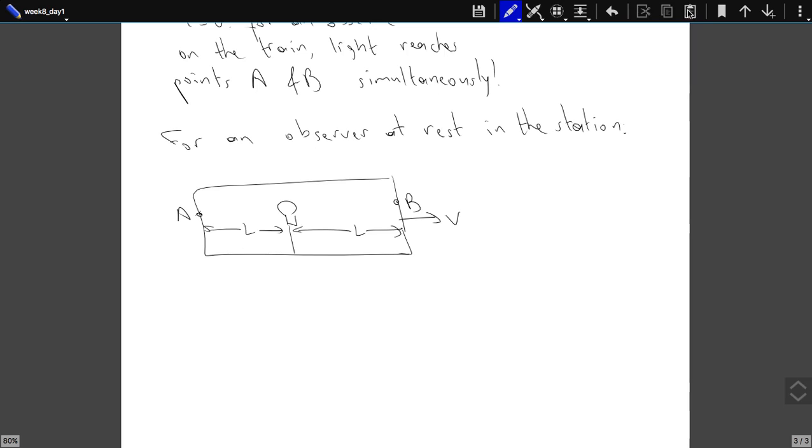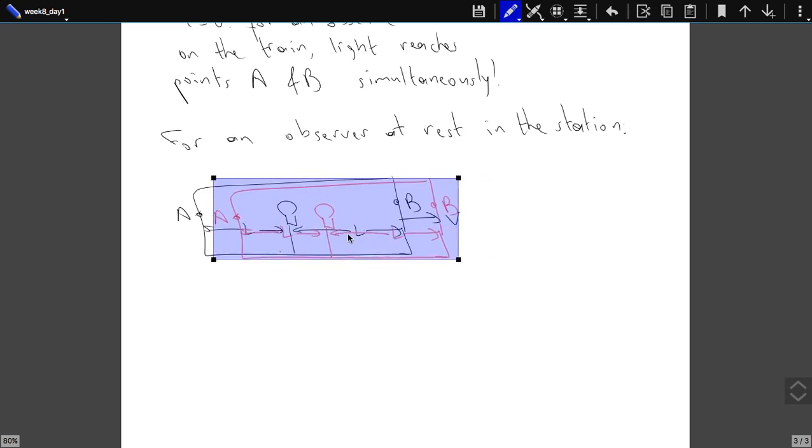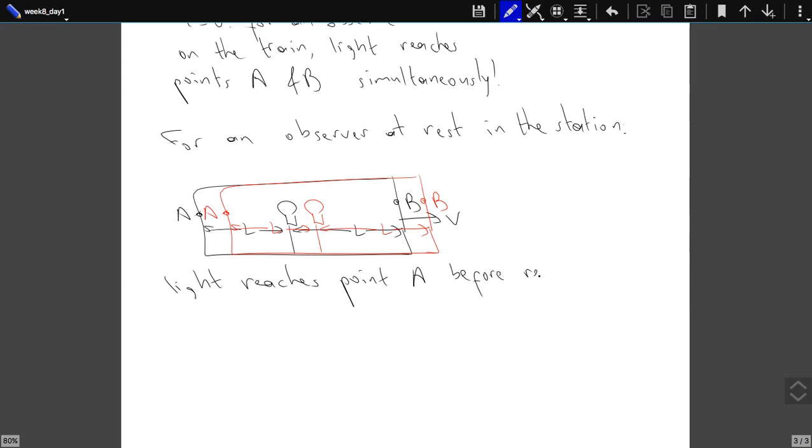In that amount of time, the train will move some distance. Now, this is the new position of the train. So the observer on the station will conclude that light reaches point A before reaching point B.